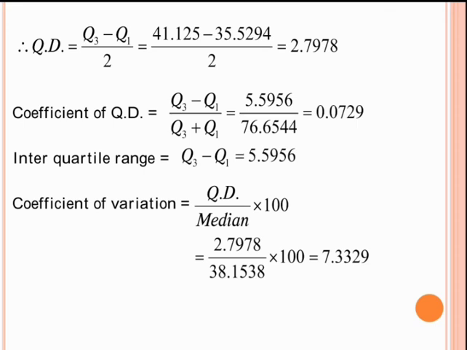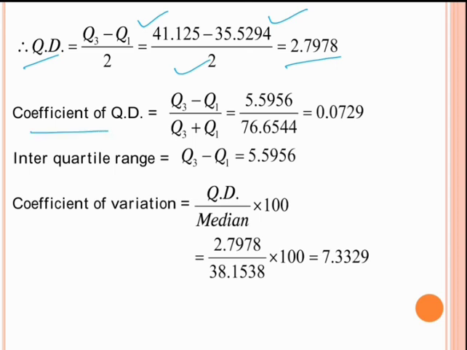Now see, what all you need to calculate is quartile deviation, coefficient of quartile deviation, interquartile range, and coefficient of variation. These all three things you will need here. Okay. So QD is what? Q3 minus Q1 by 2. So this is Q3 minus Q1 divided by 2. You get 2.7978, which is the result of quartile deviation.